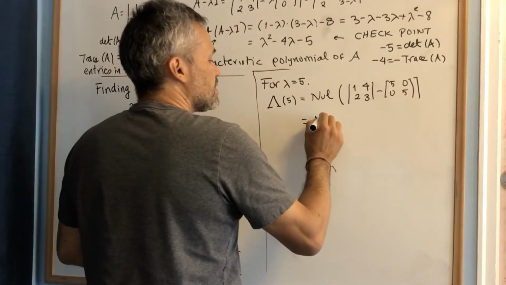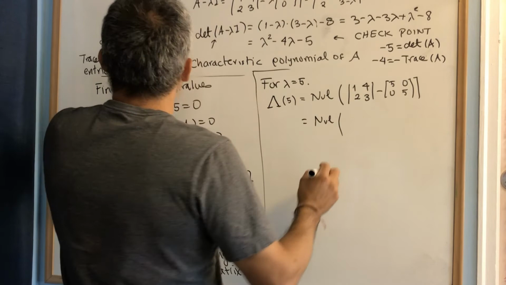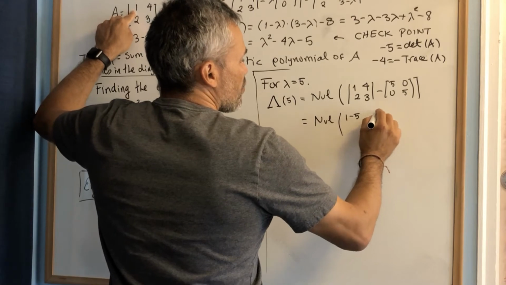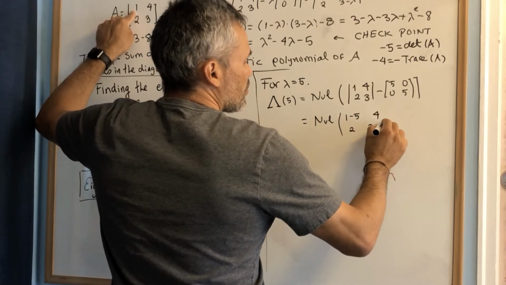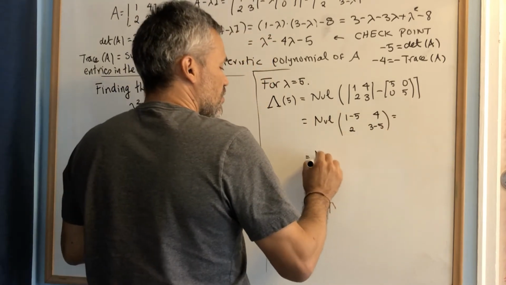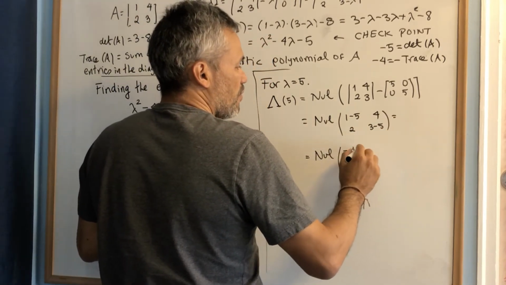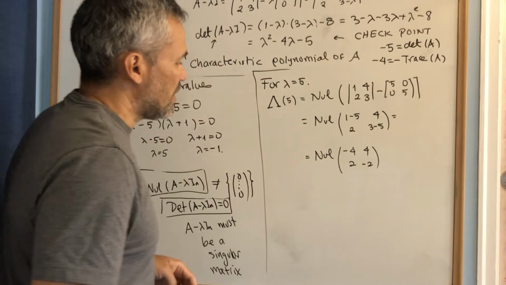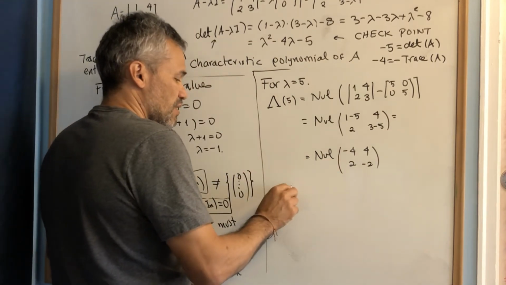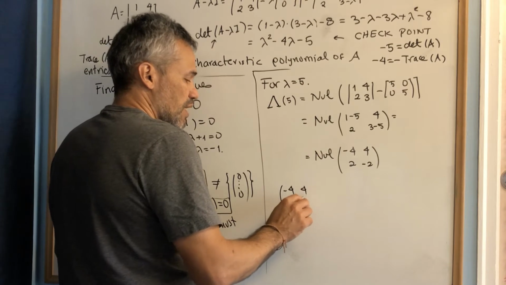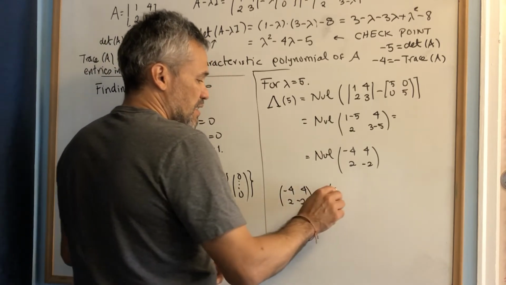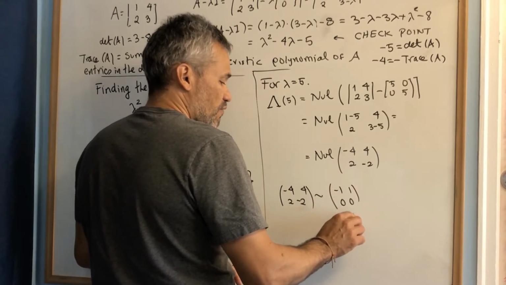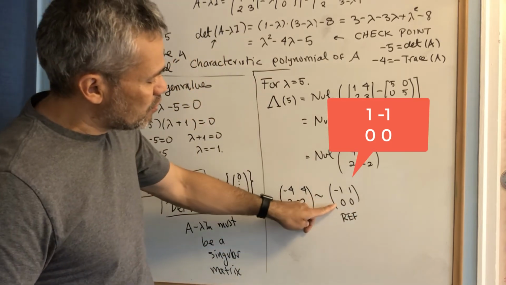At the end, you end up with the matrix that you get when you subtract lambda from the main diagonal. Then 1 minus 5, 4, 2, 3 minus 5. And this is just the null space of negative 4, 4, 2, negative 2. And let's do row reduction. If we do row reduction to negative 4, 4, 2, negative 2, we will end up with the matrix negative 1, 1, 0, 0. This is the reduced echelon form. Then the null space of this matrix is equal to the null space of the other matrix.